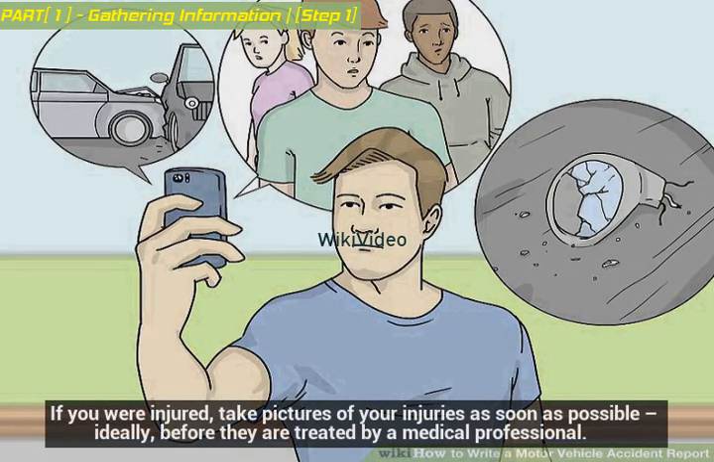If you were injured, take pictures of your injuries as soon as possible, ideally, before they are treated by a medical professional.